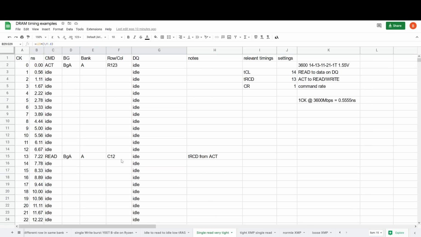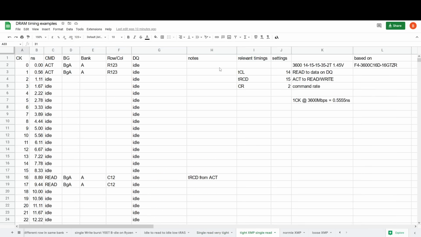Anyway, this is an aggressive timing, the most basic read operation possible with some pretty aggressive timings. Now, for comparison, we have a pretty normal XMP. Actually, not a pretty normal XMP, a good B-die XMP: 3600, 14, 15, 15, 35, 2T, 1.45 volts. I literally stole those timings from this G.Skill memory kit.